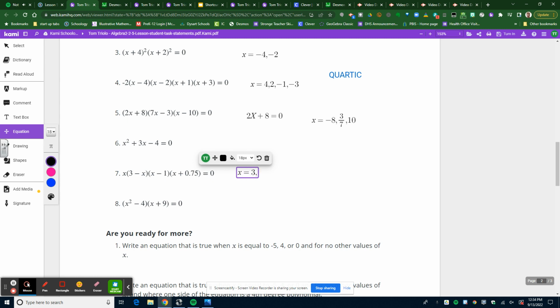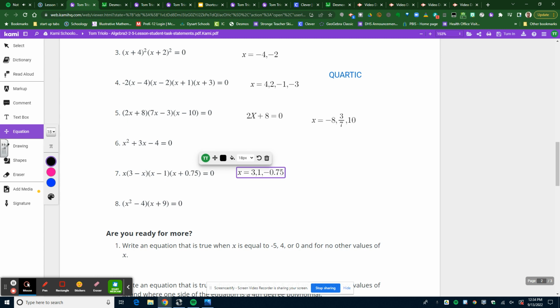I can get decimal answers? Sure you can. 0.75. I'm not going to be picky about that. So I'm good so far? Isn't it negative? It's negative 0.75. Okay. All right, and let's talk about this one.